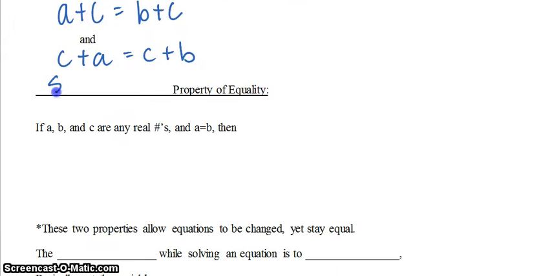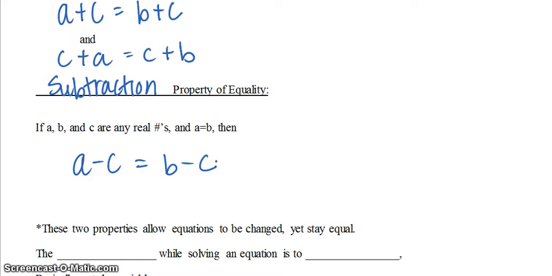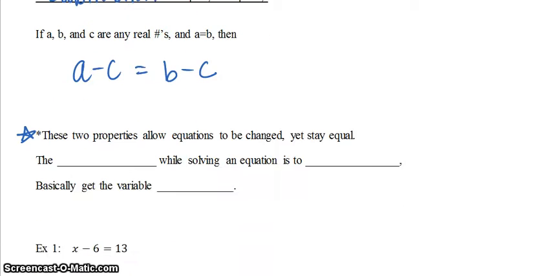Now we have the subtraction property of equality, very similar. If A, B, and C are real numbers and A equals B, then A minus C equals B minus C. So as long as you subtract the same number from both sides, if A and B are already equal, then it stays the same. This is kind of saying these two properties allow equations to be changed yet stay equal. So as long as we do the same thing to both sides, we're not changing the problem. Okay.